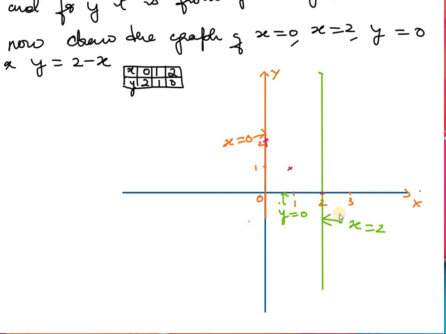So it will be a straight line which passes through this point. Okay, so this will be y is equal to 2 minus x, or you can write x is equal to 2 minus y.